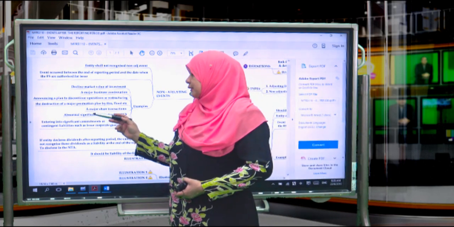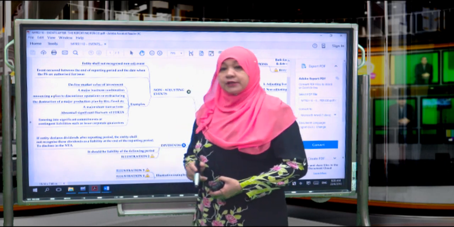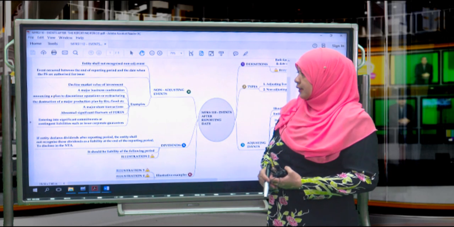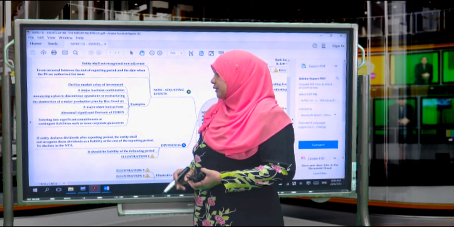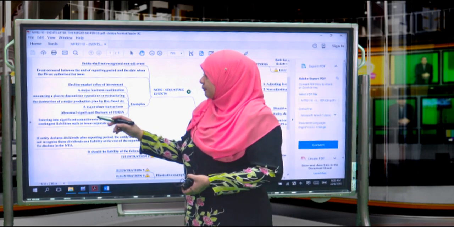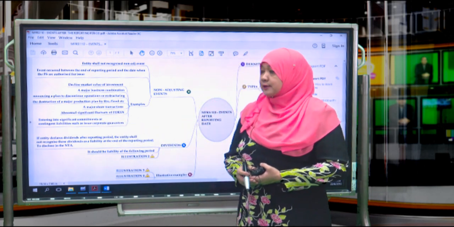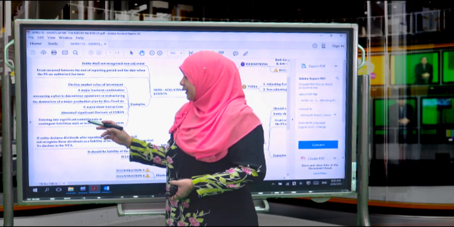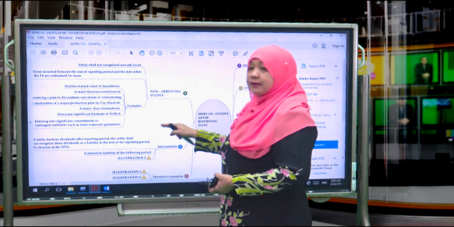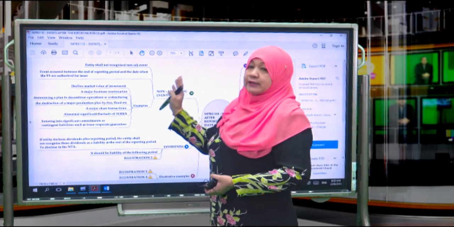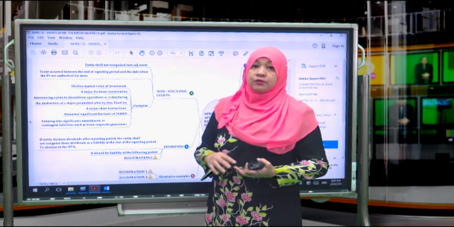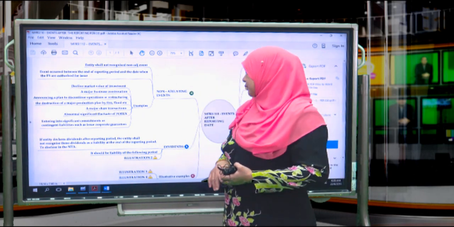Another example is a major share transaction. Major share transaction is also considered a non-adjusting event. And then we have abnormal significant fluctuation of forex, as well as entering into significant commitments or contingent liabilities such as issuance of corporate guarantees. All these are considered non-adjusting events, so we don't need to do anything. However, we may need to record it in the notes to accounts.